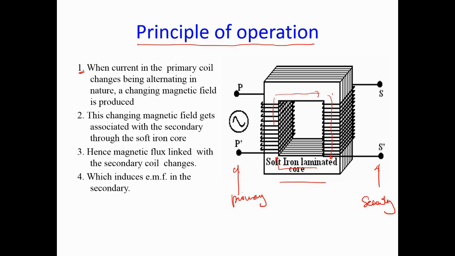So when the current in the primary coil changes, being alternating, a changing magnetic field is produced. So the flux here will experience a variation. This changing magnetic field gets associated with the secondary through the soft iron core. So it circulates into the second iron core. Hence, the magnetic flux linked with the secondary core changes. So the magnetic flux here is the same as the magnetic flux here, so it also experiences changes, which then induce an EMF in the secondary, right? So if we have an AC voltage here, Vp, the primary voltage, then we will observe an EMF, which we can also call the secondary voltage.